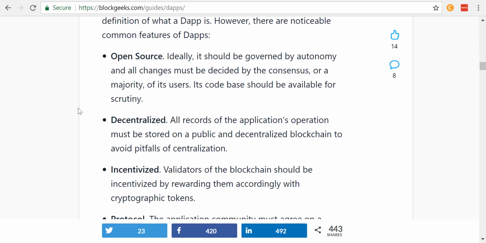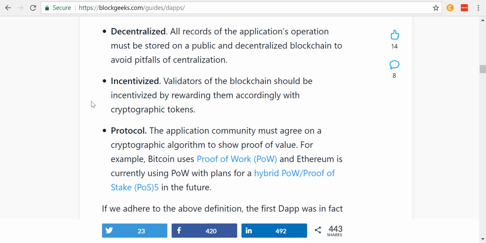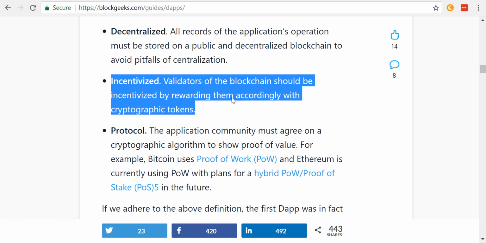Open source. Ideally, this is not 100%, by the way. However, the more open source dApps are, the better I think it is. Ideally, it should be governed by autonomy, and all changes must be decided by the consensus or majority of its users. Its code base should be available for scrutiny. Decentralized. All records of the application's operation must be stored on a public and decentralized blockchain to avoid pitfalls of centralization. Incentivized. This is important. Validators of the blockchain should be incentivized by rewarding them accordingly with cryptographic tokens.